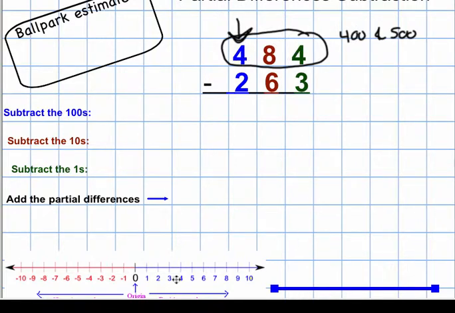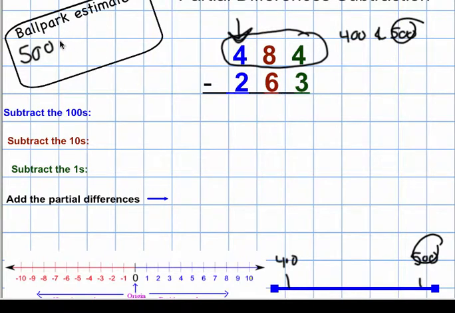And so I have to think on a number line here. Here would be 400, here would be 500. Is 484 going to be closer to 400 or 500? Well, that 84 is going to be pretty close to the next hundreds place, so I'm going to say that 484 is pretty close to 500.